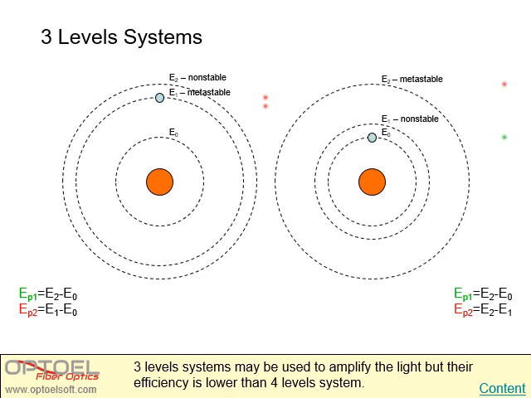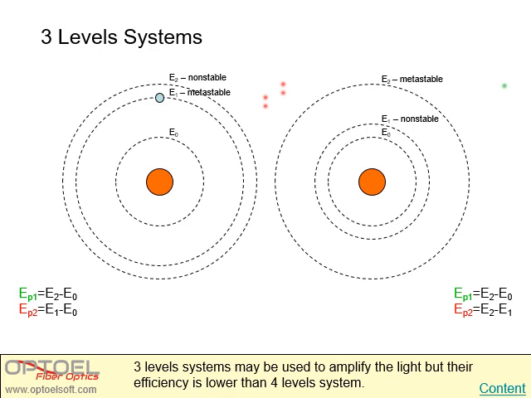Let's consider now another version of three-level system. Here, the metastable level is E2, while E1 is non-stable. The green photons will populate level E2, where the red photons will generate more red photons through stimulated emission. Because the population on level E1 will always be negligible, the absorption probability for red photons is virtually zero.